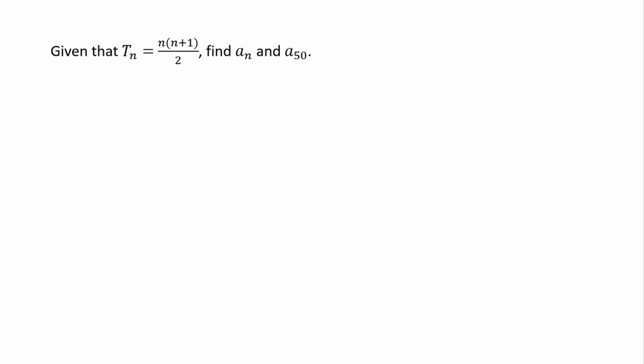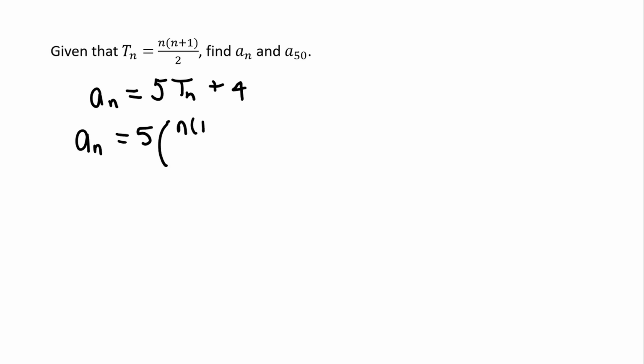Given that t sub n equals n times n plus 1 over 2, find a sub n and a sub 50. We solved for a sub n in terms of t sub n earlier. So a sub n we solve for as 5 times t sub n plus the number 4. Let's replace the t sub n with the formula we're given, the handshake formula, which would be n times n plus 1 divided by 2, plus 4.